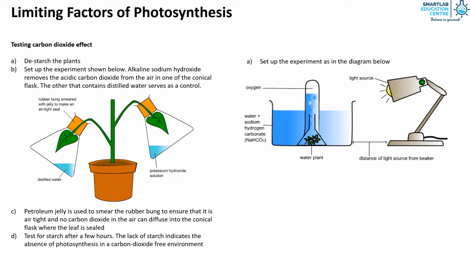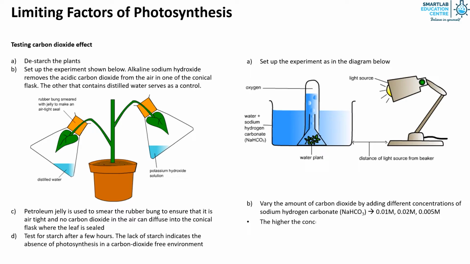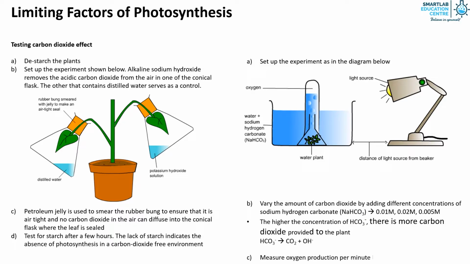In this experiment, we will vary the amount of carbon dioxide by adding different concentrations of sodium hydrogen carbonate. The higher the concentration of sodium hydrogen carbonate, the more carbon dioxide is provided to the submerged aquatic plant. Rate of photosynthesis is then measured by counting the number of oxygen bubbles produced per minute.